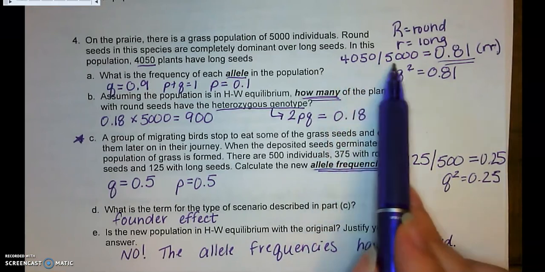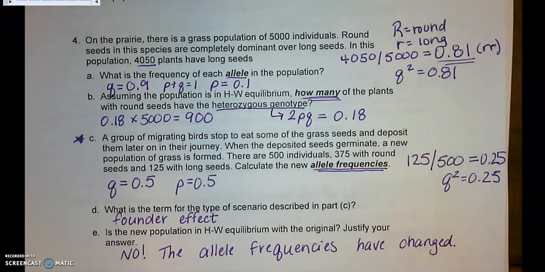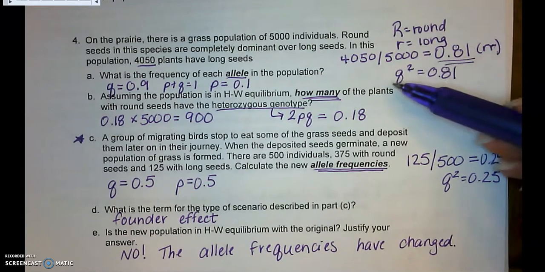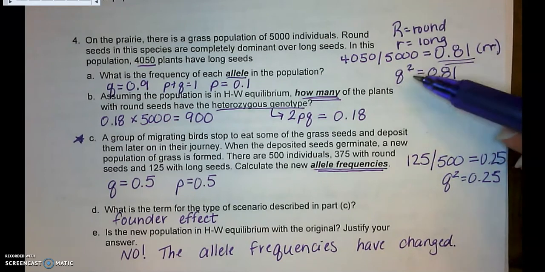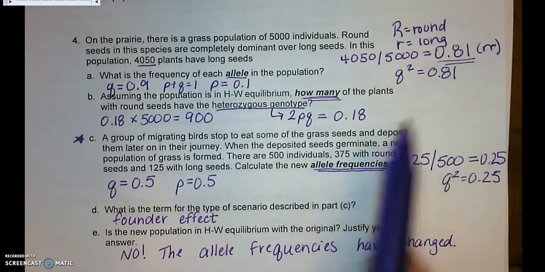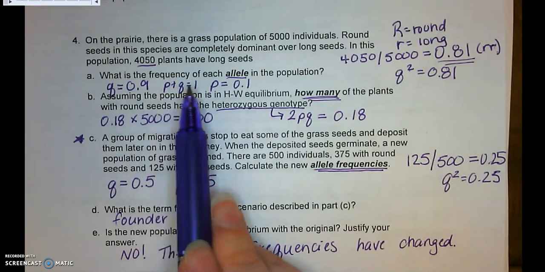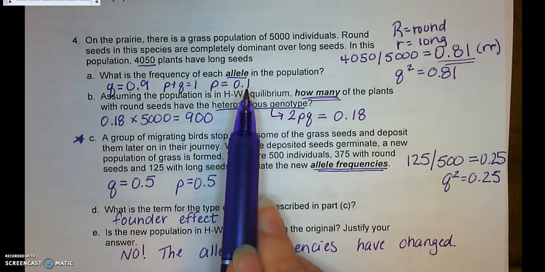So 4,050 divided by 5,000 gives us 0.81. Since this is a genotype here, we know that both alleles, because they're recessive, this would be the Q squared genotype. So Q squared equals 0.81. The question doesn't ask us for this value, but we have to start here in order to figure it out. We take the square root, we get a Q of 0.9, subtract from 1 to get a P of 0.1.